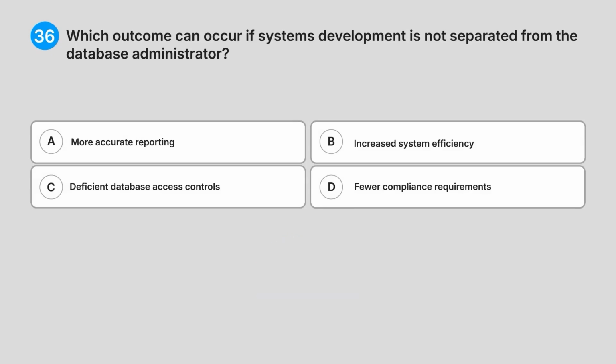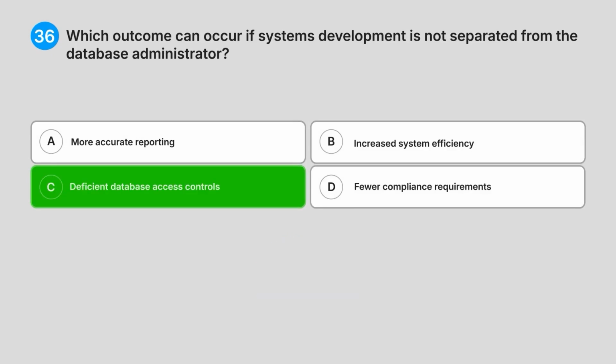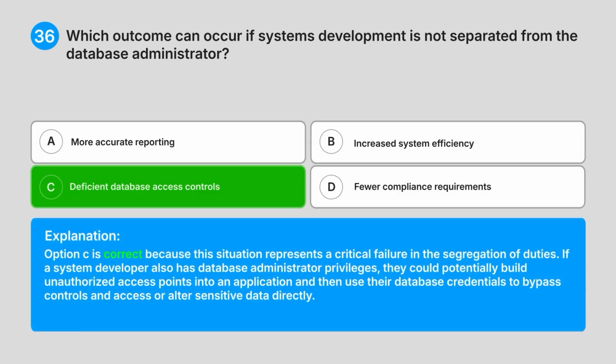Correct answer. C. Deficient database access controls. Explanation. Option C is correct because this situation represents a critical failure in the segregation of duties. If a system developer also has database administrator privileges, they could potentially build unauthorized access points into an application and then use their database credentials to bypass controls and access or alter sensitive data directly.